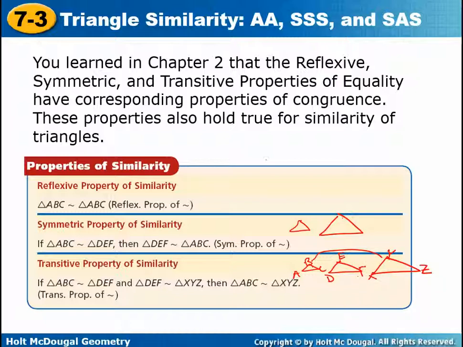So those properties that we learned about in Chapter 2 for congruence also work for similarity.